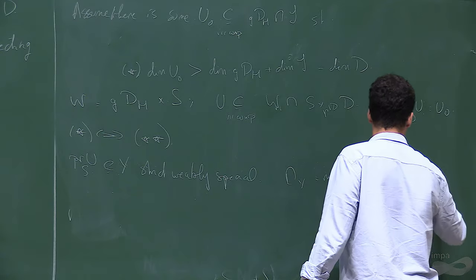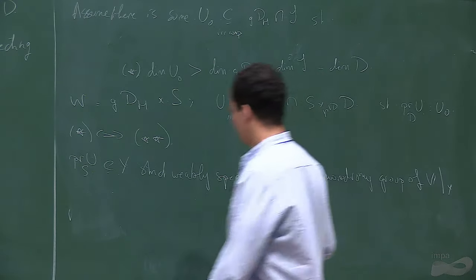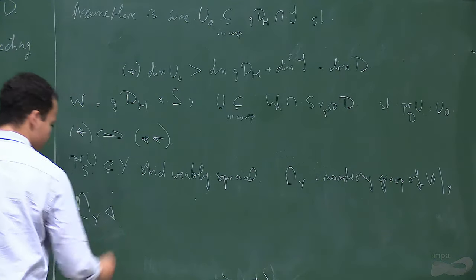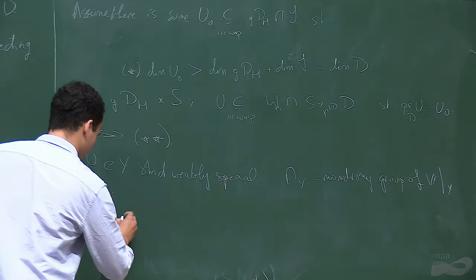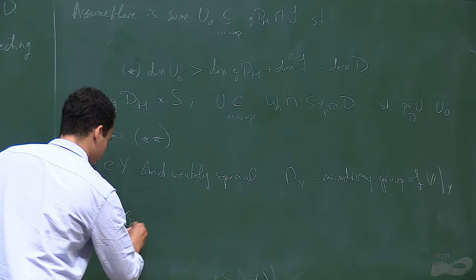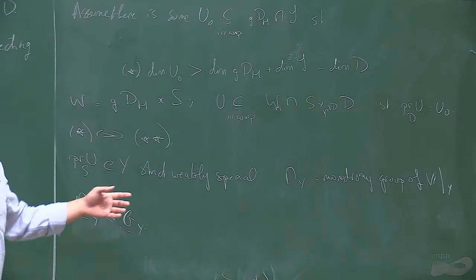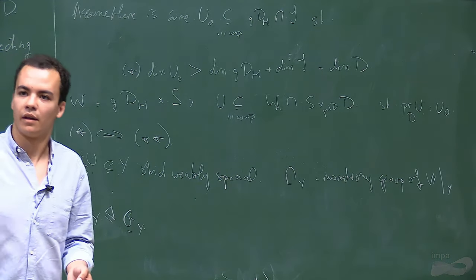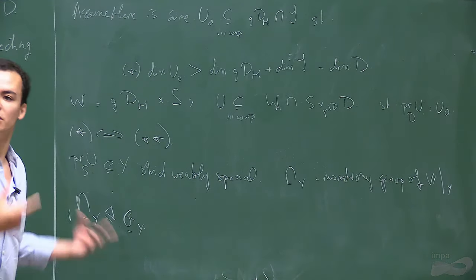Of V restricted to Y. Then we know that MY, by Deligne-André, is a normal subgroup of GY. Okay. But Y contains our Hodge generic point. That's why we started with a Hodge generic point. It contains my Hodge generic point. So GY must be G.